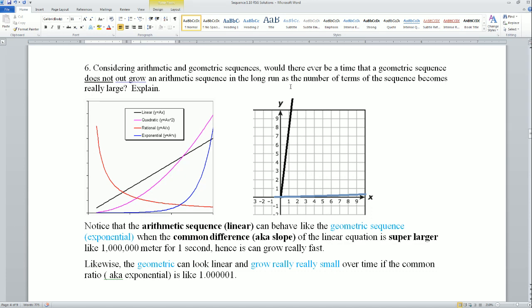Look at the black line here. That is the arithmetic sequence as a linear equation. See how fast that slope is, how steep that is. It almost looks like it is exponential. Likewise, the geometric sequence could look linear. It can grow really slowly if the common ratio is like 1.00001. Do you see how slow it grows? At this point, yes, it is possible for the linear or arithmetic sequence to outrun the geometric.